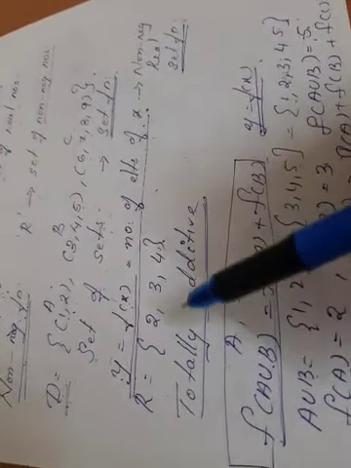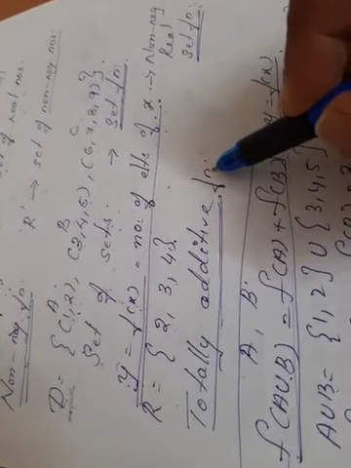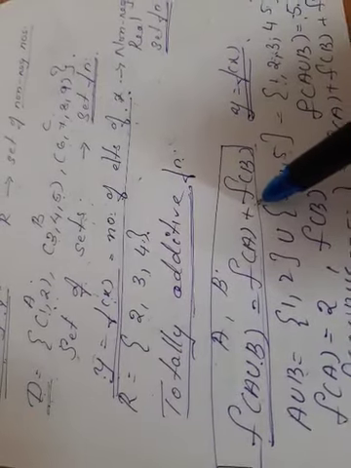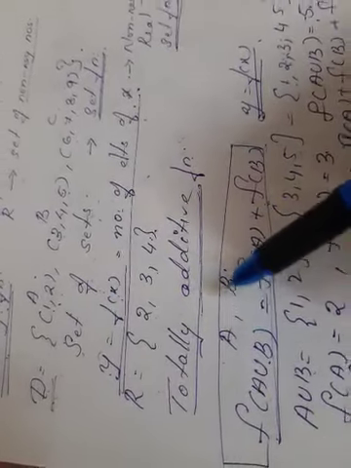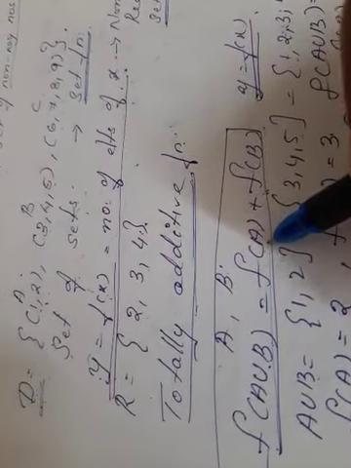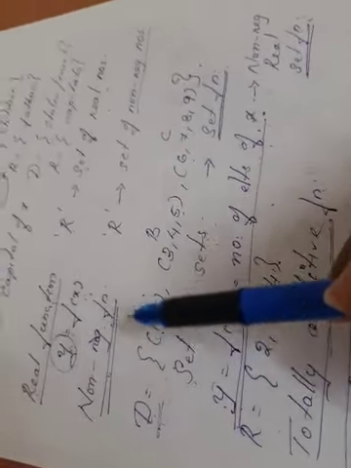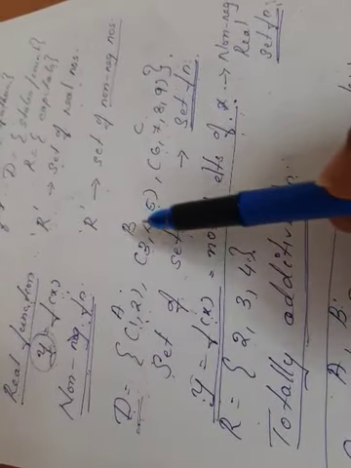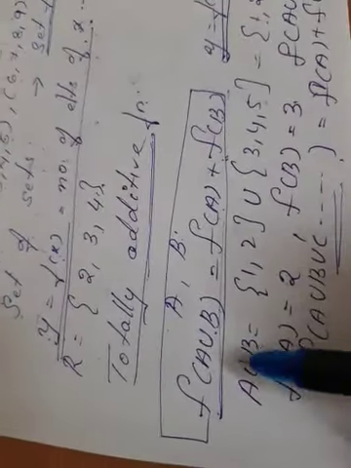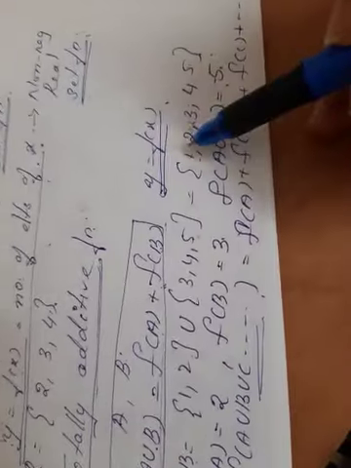Now, the fourth type of function that we have to study is a totally additive function. A function is said to be totally additive if this condition is satisfied. That is, for any two elements A and B, f of A union B is equal to f of A plus f of B. Consider our previous example. Here, A is equal to the set {1, 2}, B equal to the set {3, 4, 5}. So, A union B is equal to {1, 2} union {3, 4, 5}, which is equal to the set {1, 2, 3, 4, 5}.